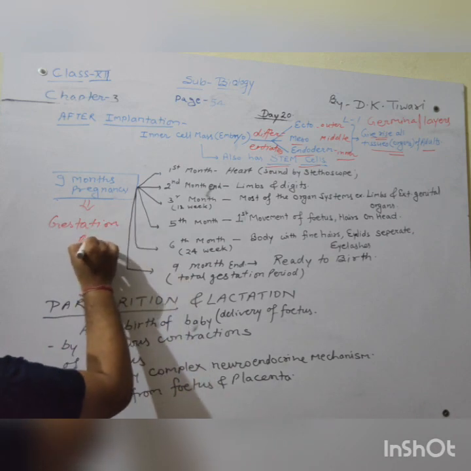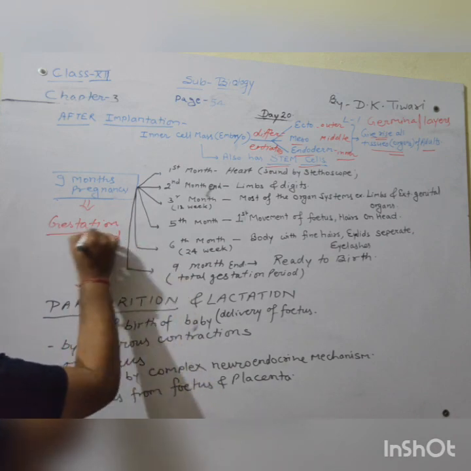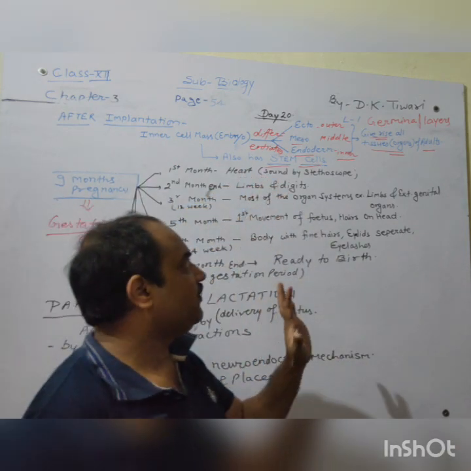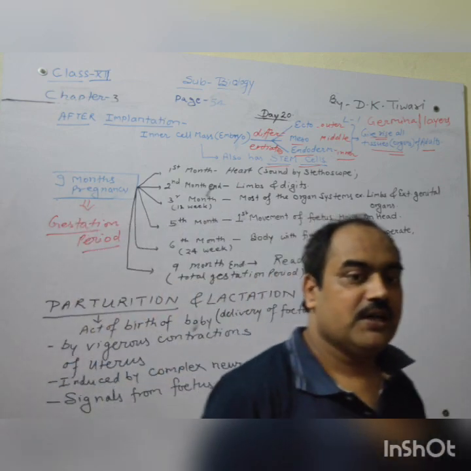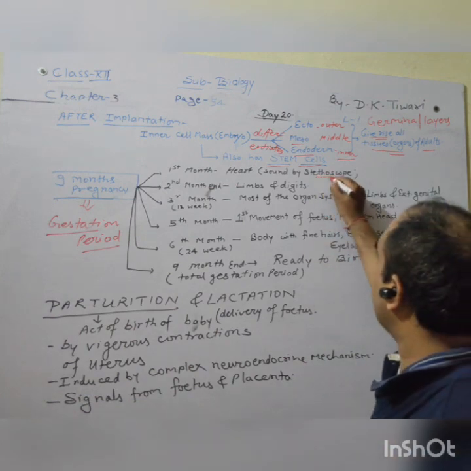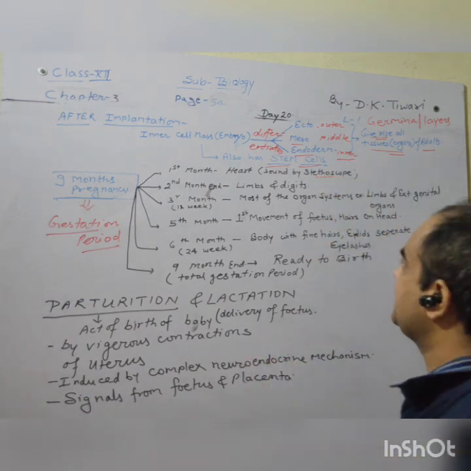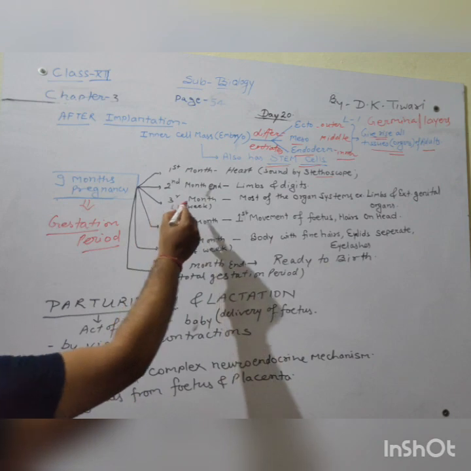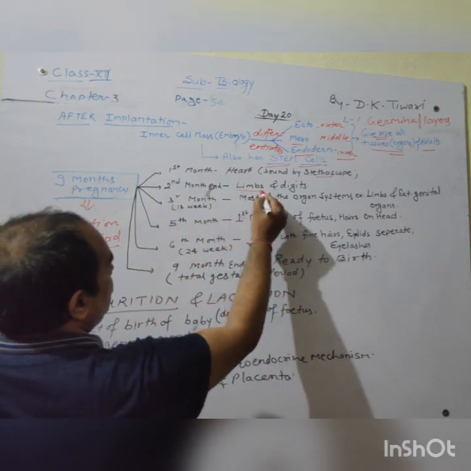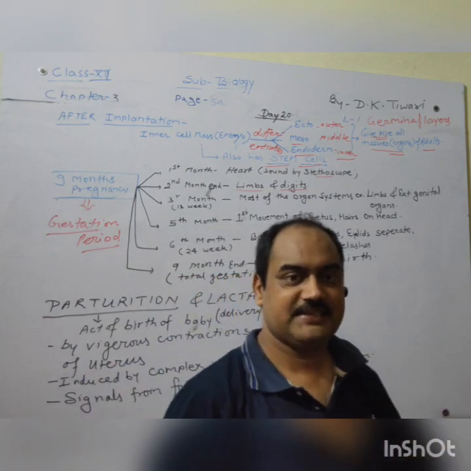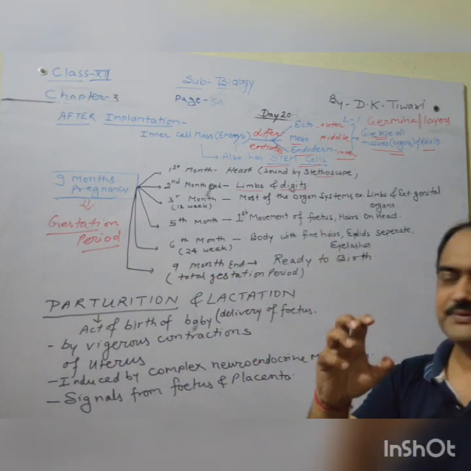In this gestation period, gradually different body parts are made. In the first month, the heart is first of all made, whose sound can be heard carefully with the help of a stethoscope. So the heartbeat can be heard in the first month, up to the end of the first month. Now, by the end of the second month, we can see the formation of limbs and digits. Limbs and digits are made: forelimbs, hind limbs, hands, legs, and digits, meaning fingers.